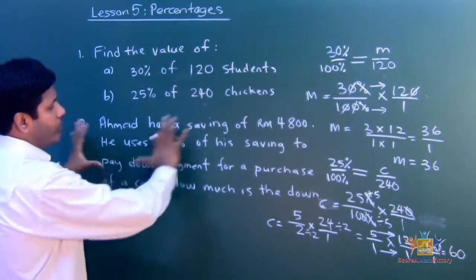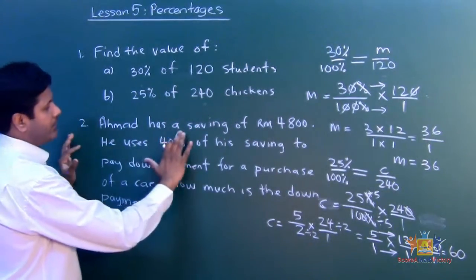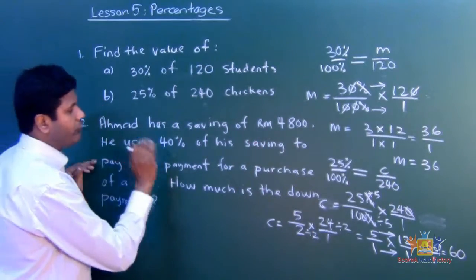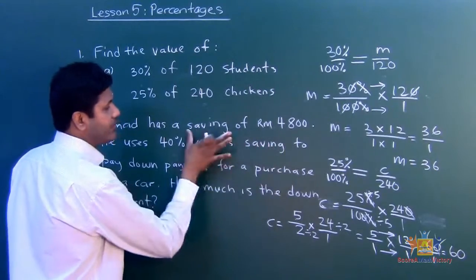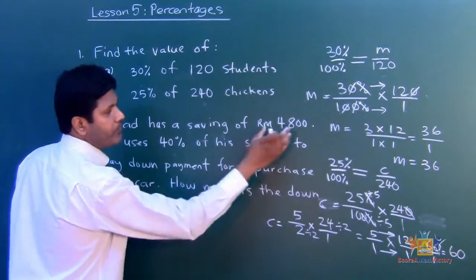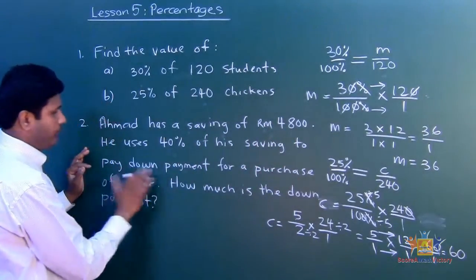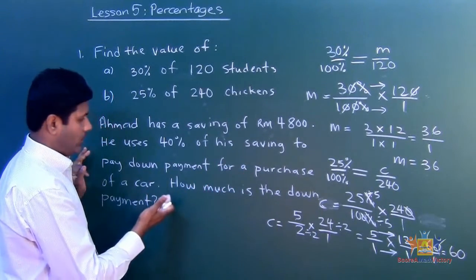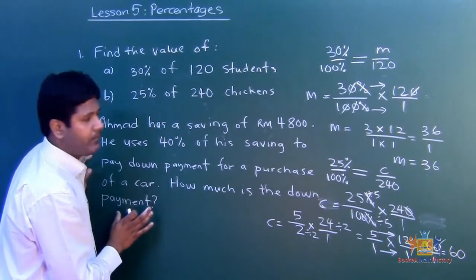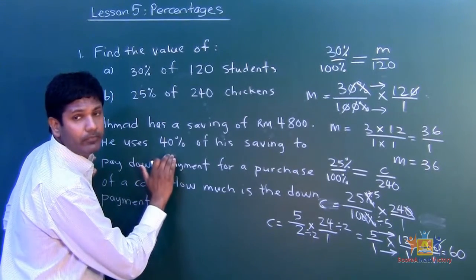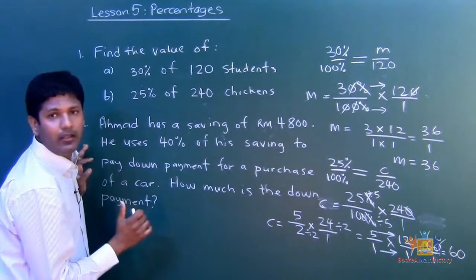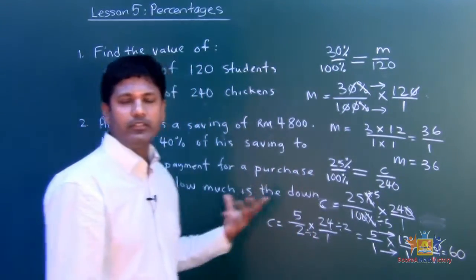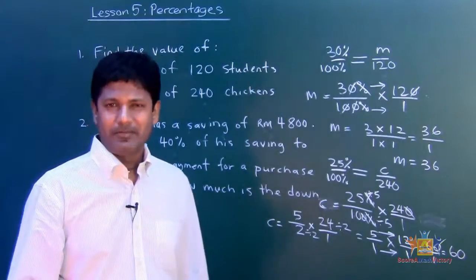I elaborated this question. Ahmad has a saving of 4,800 ringgit. He uses 40% of his saving, because this is the saving. He uses 40% out of that to pay the down payment for a purchase of a car. How much is the down payment? That is the 40% of that. Okay, let me erase this so we can do this second problem. Give me a few seconds, I'll be back.